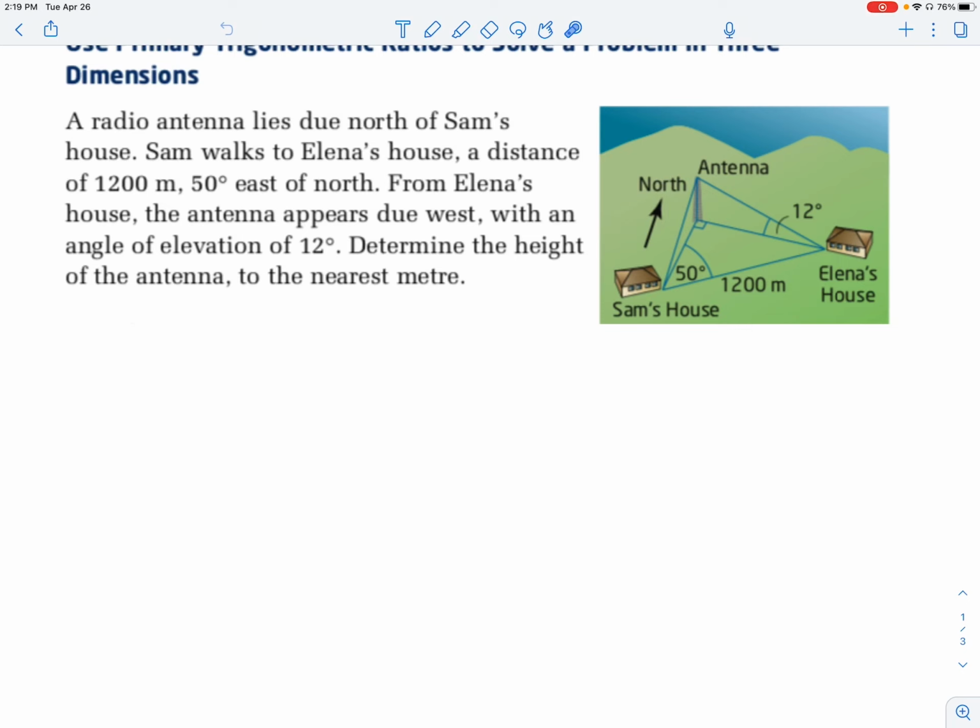Okay, so we're looking for the height of the antenna. So we kind of need to come up with a plan for this. Sometimes I just draw additional triangles to help me along the way.